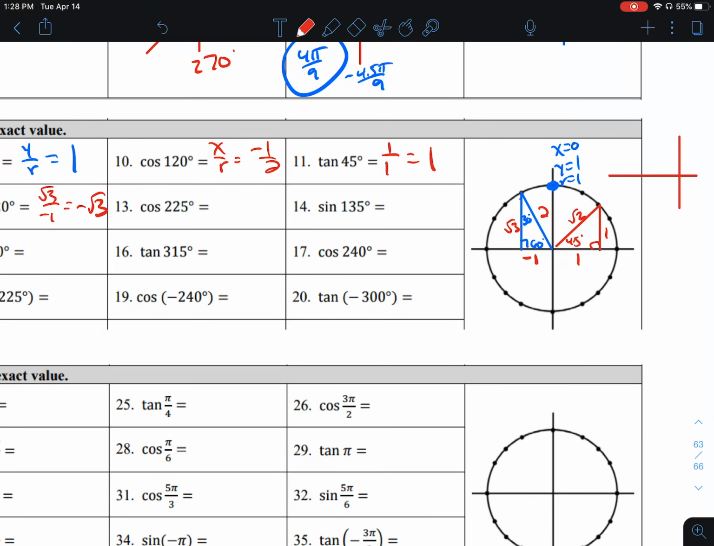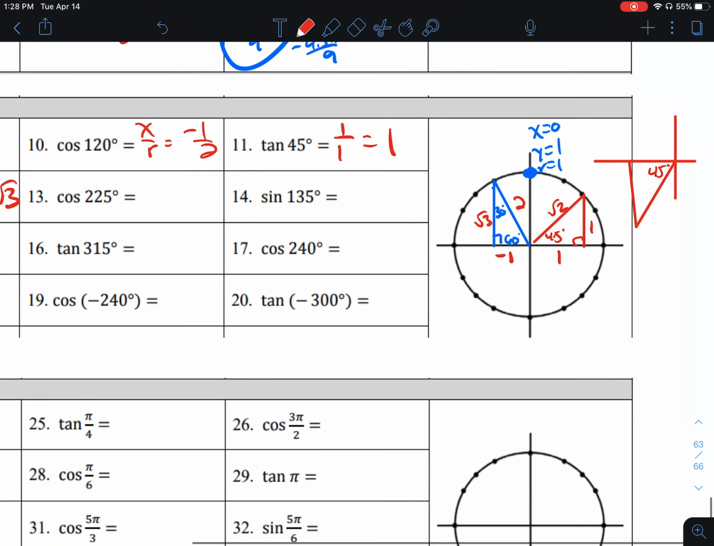225 is going to fall into quadrant 3, making the reference angle 45. In quadrant 3, x and y are negative, and in a 45, 45, 90, I like to call the legs 1. That makes the hypotenuse the square root of 2. Cosine is x over r. That's negative 1 over the square root of 2. If you rationalize this, you get negative square root of 2 over 2.